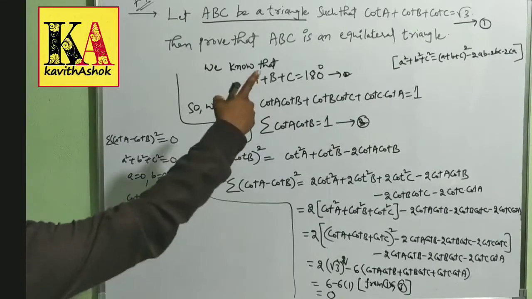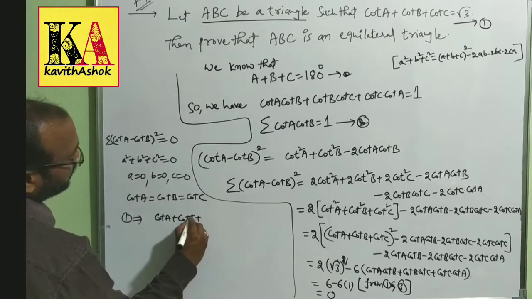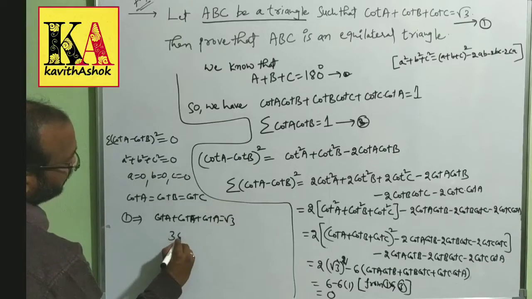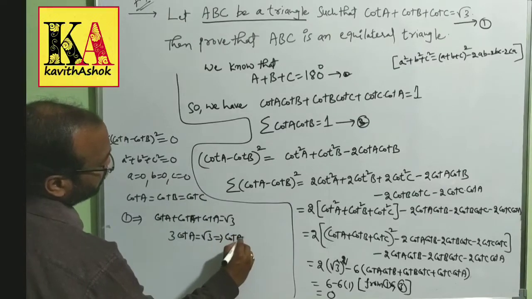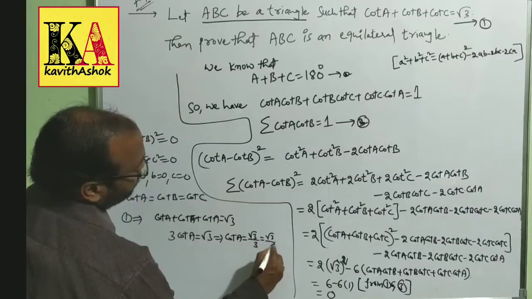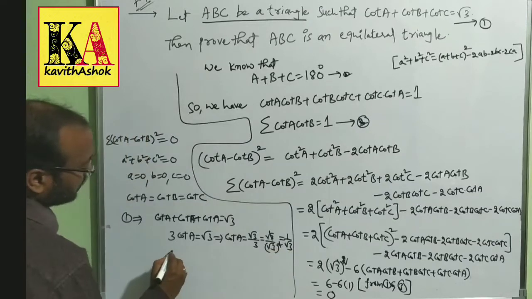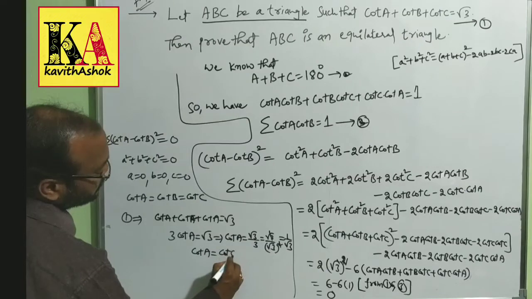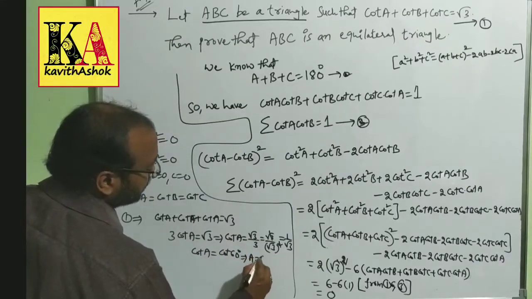In all the places we can substitute cot A here. Cot A plus cot A plus cot A is equal to root 3. Then 3 cot A is equal to root 3. This implies cot A is equal to root 3 by 3. So then root 3 by root 3 square, one cancels, this is 1 by root 3. Cot A is equal to 1 by root 3, in the sense cot 60 degrees. Isn't it? So then this implies A is equal to 60 degrees.